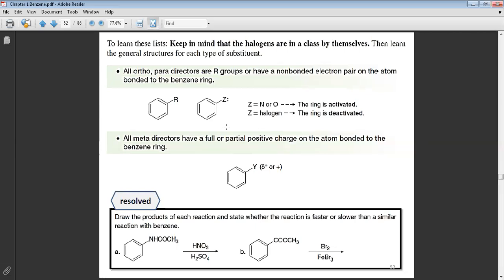Again, here he said: draw the products of each reaction and state whether the reaction is faster or slower than the similar reaction with benzene. Now, students, this compound: we have a benzene ring directly bonded to the nitrogen. This nitrogen has an unshared pair of electrons, so it has inductive and resonance effects.